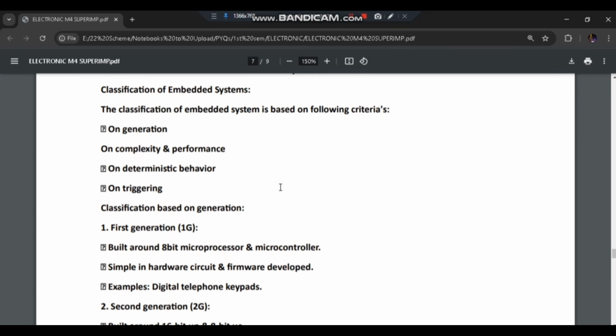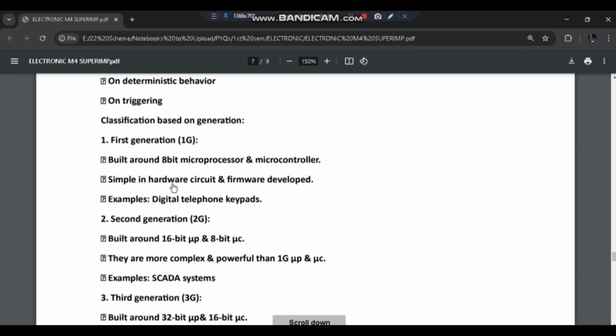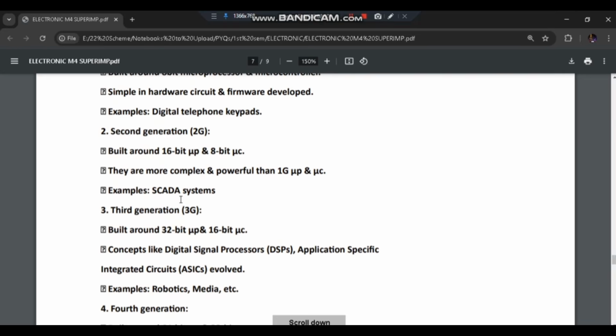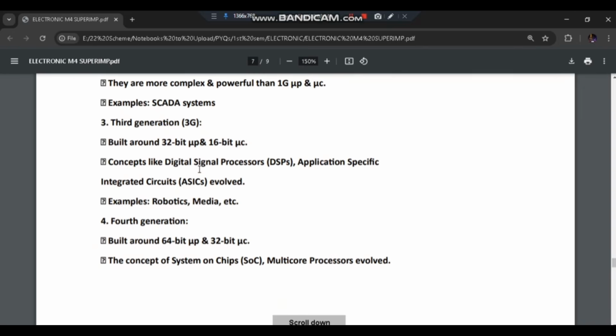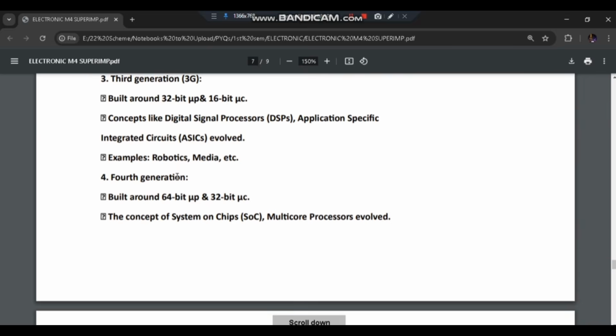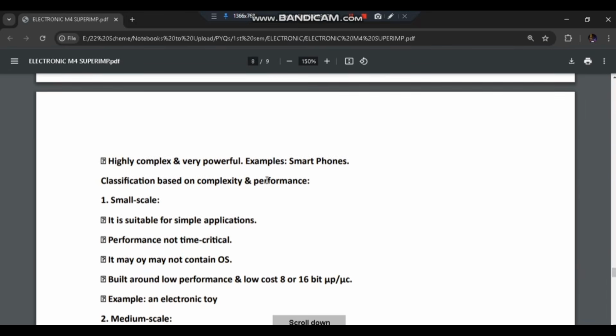The first is the classification based on generation. There are five generations of computers. In the first generation, it was 8-bit, like the digital telephone keypads. Then it became 16 bits, and the example is the SCADA systems. In the third generation, we have the 32-bit with DSPs and application specific circuits, ASICs, and examples are robotics and media. Fourth generation, 64-bit with system on chip and multi-processor core. And the fifth generation is the mobile phones and all, like the smartphones with advanced technology in it.